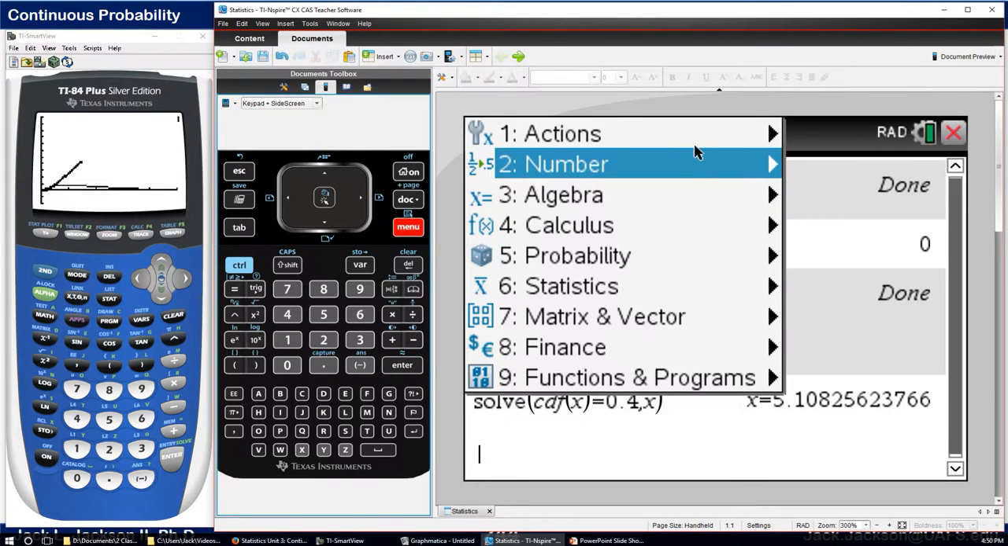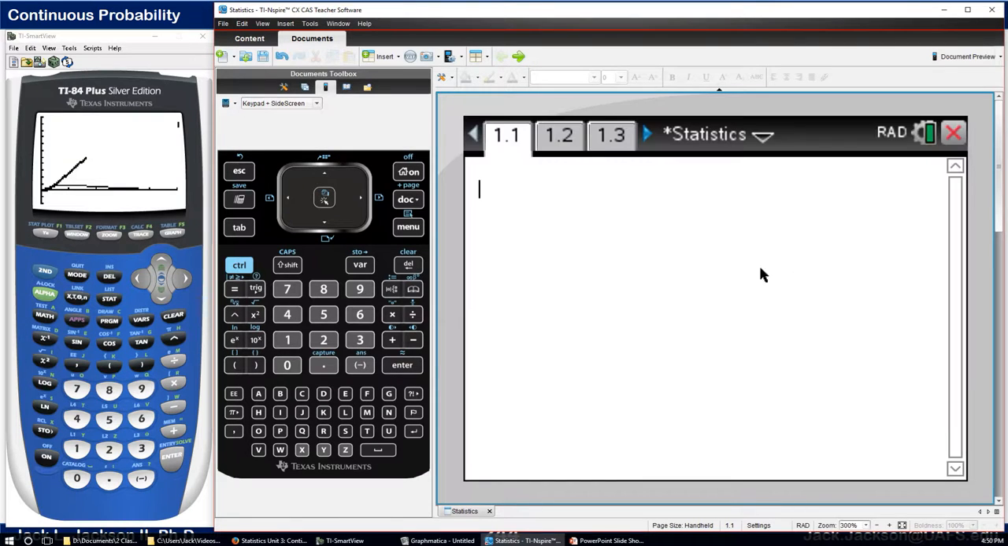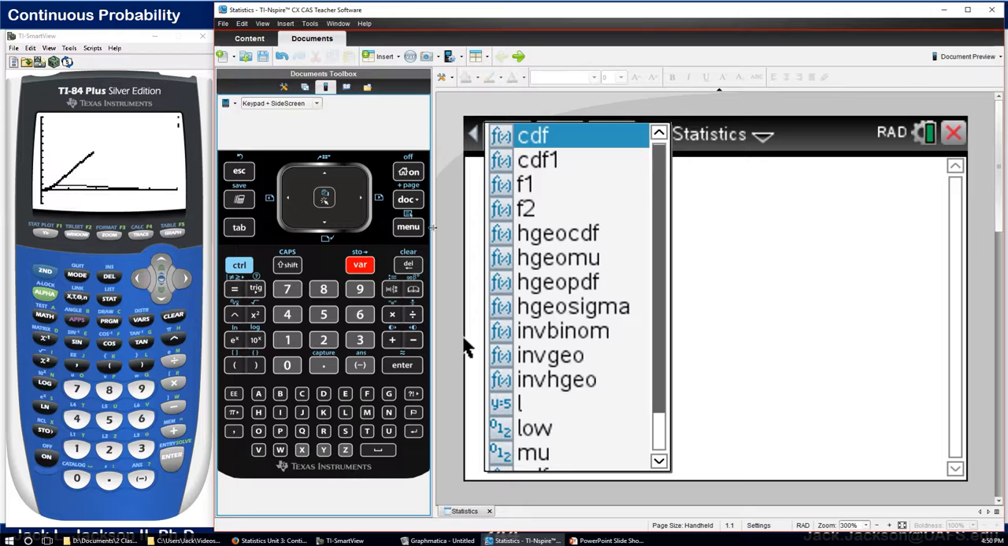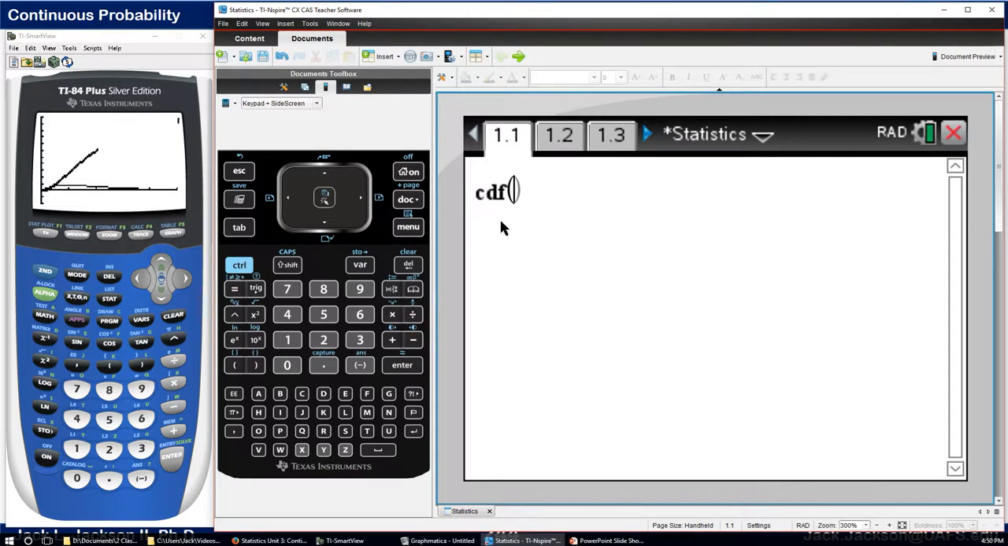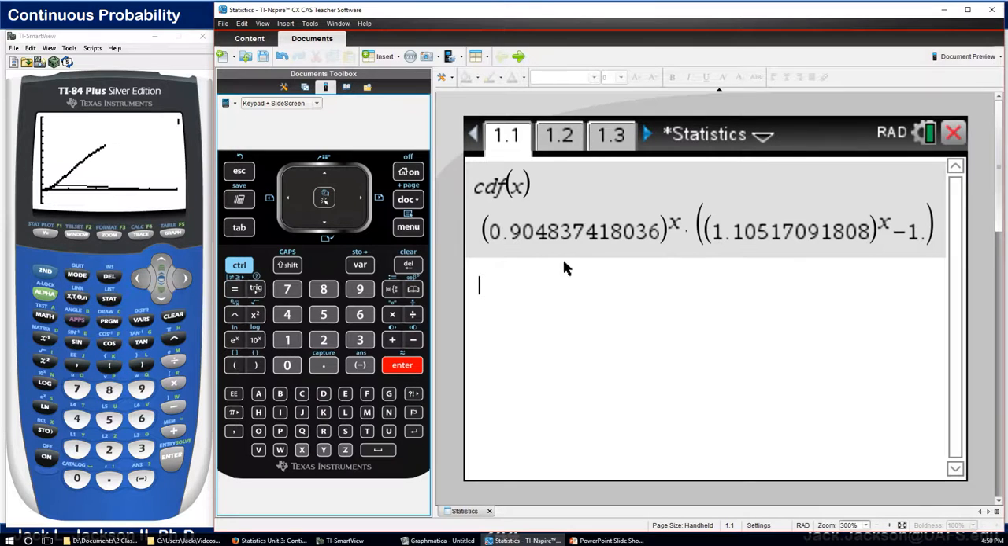Now, the easiest thing to do here on Nspire is I've actually got the CDF set up, and CDF of x, well, I've got something already stored in there. But CDF of x, I think is, let's see if this works. We need to find the right PDF of x.